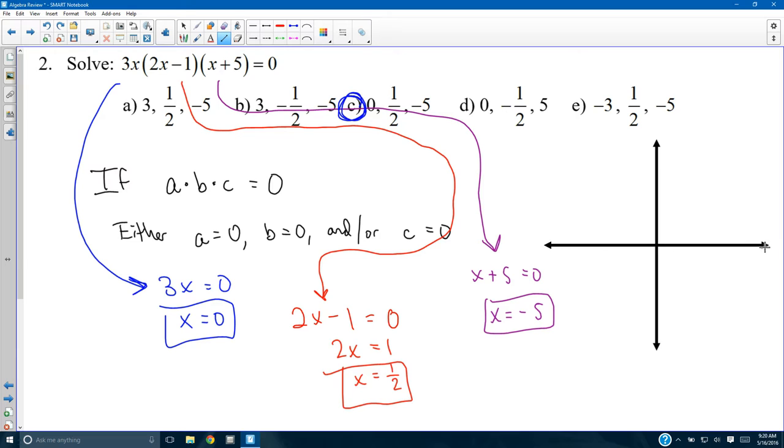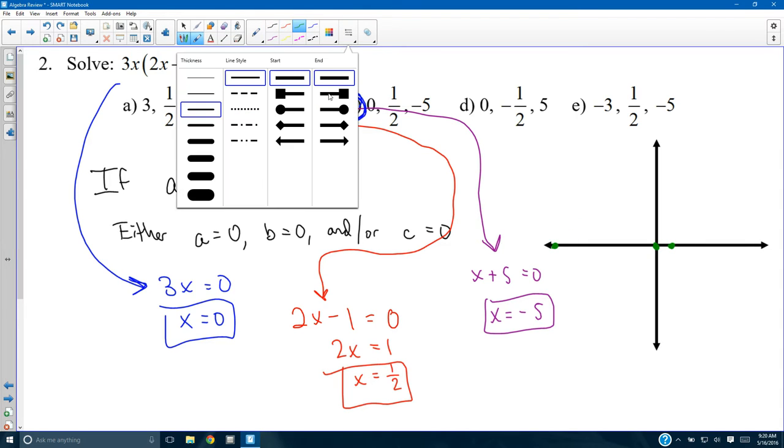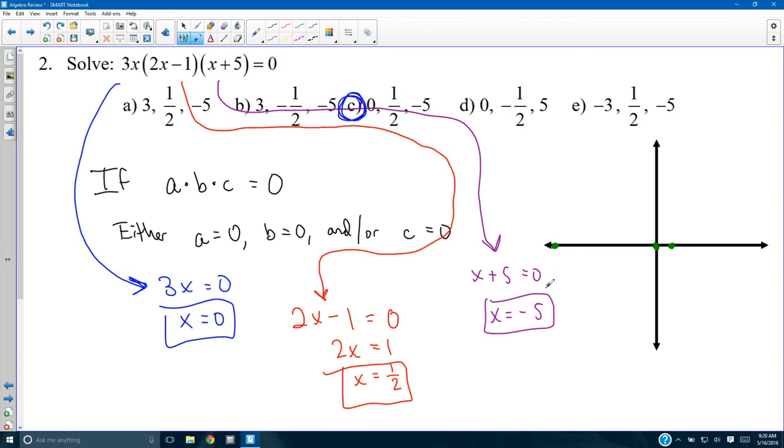It would cross 3 times. It would cross at, make it green, it'll cross at 0. Let's say this was positive 1/2 right here, and let's say all the way here was -5. Knowing these, having graphed them a lot before in my life and having taught it, I know it does something like this right here. Okay, this is called a cubic function.